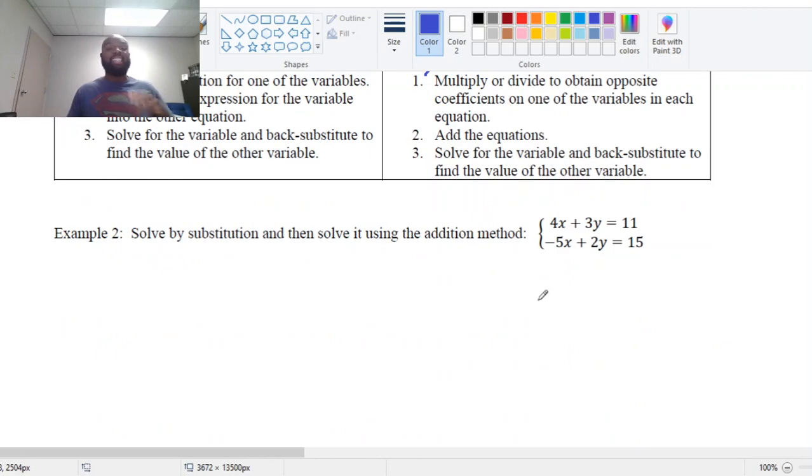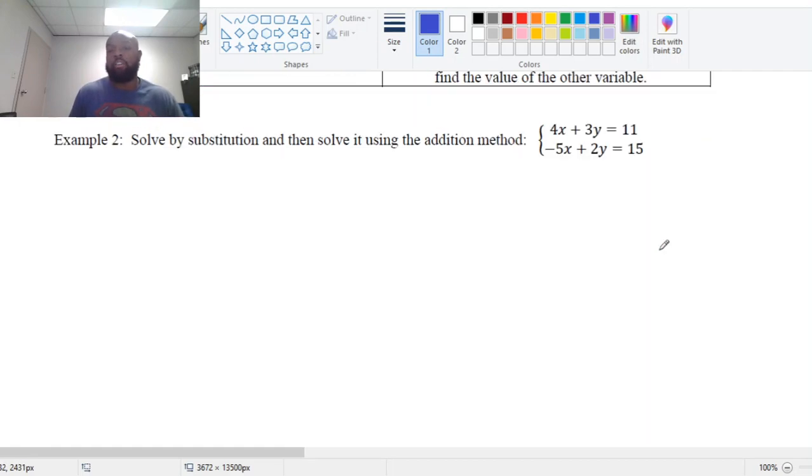All right, let's see this in action because that was a lot of words, right? We're going to solve by substitution, and then we're going to solve using the addition method. These are our two equations here: 4x plus 3y equals 11, negative 5x plus 2y equals 15. I'm just going to pick one equation and solve for a variable. I'm going to pick the first equation, 4x plus 3y equals 11, and solve it for x.